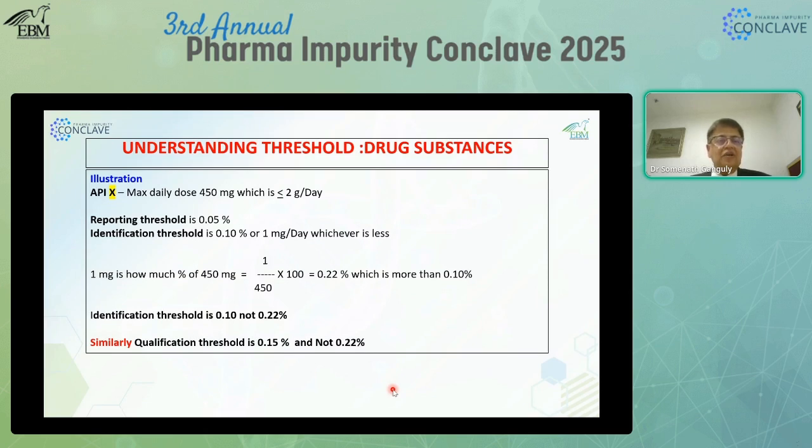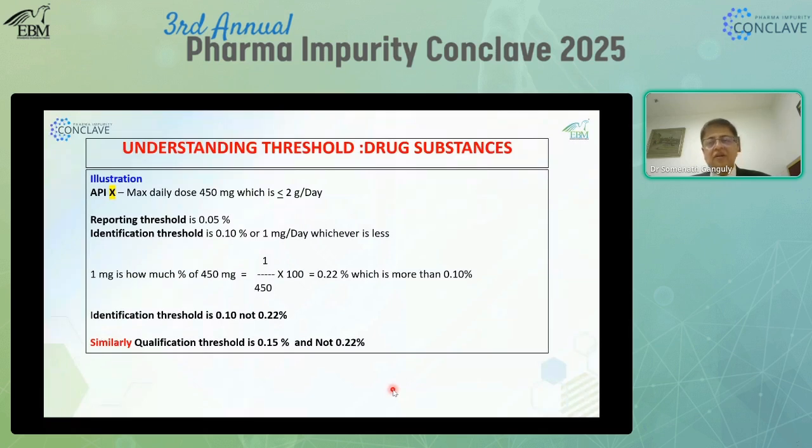So how will we calculate this for, say, the identification threshold? I have given one example. Suppose the identification threshold is 1.0 mg. The calculation is like this: 1 milligram is how much of 450 mg? It is very arithmetic. It is 0.22%.